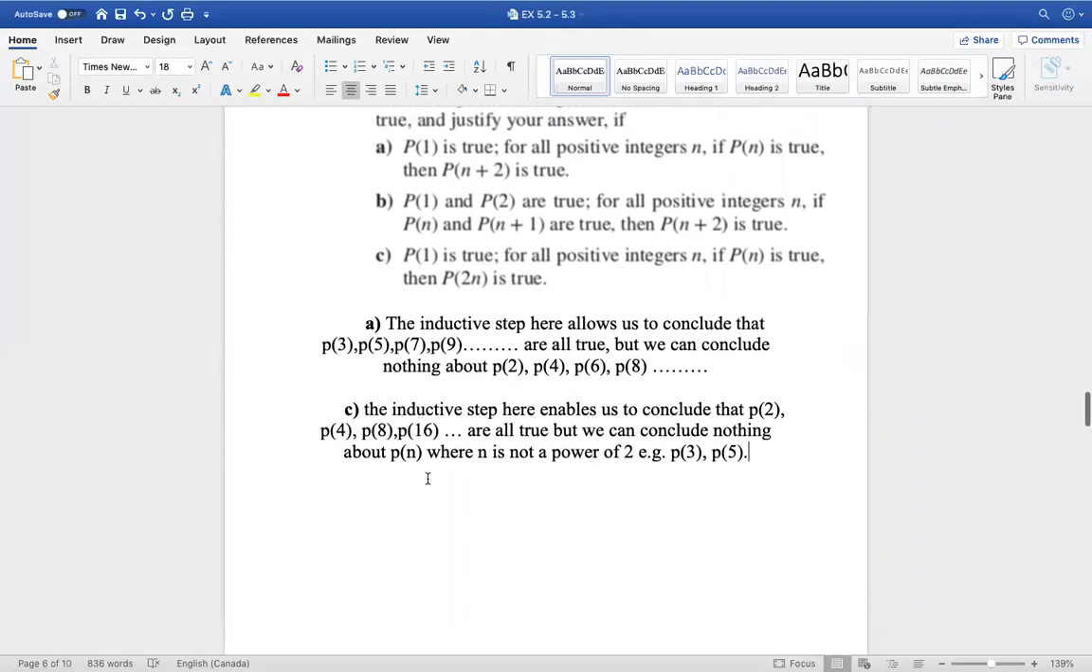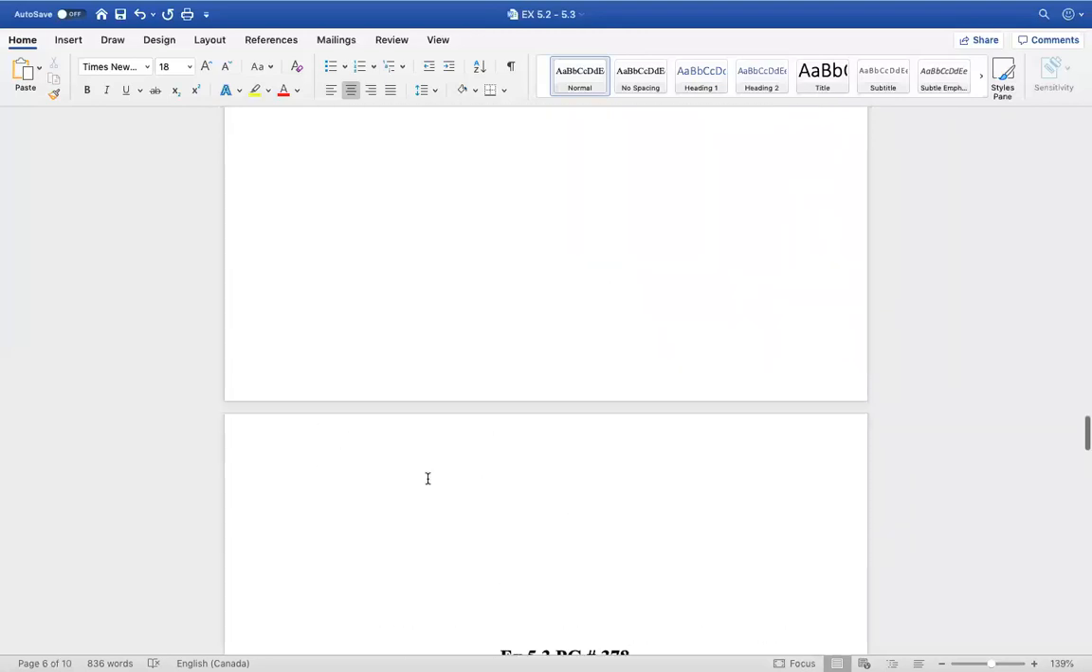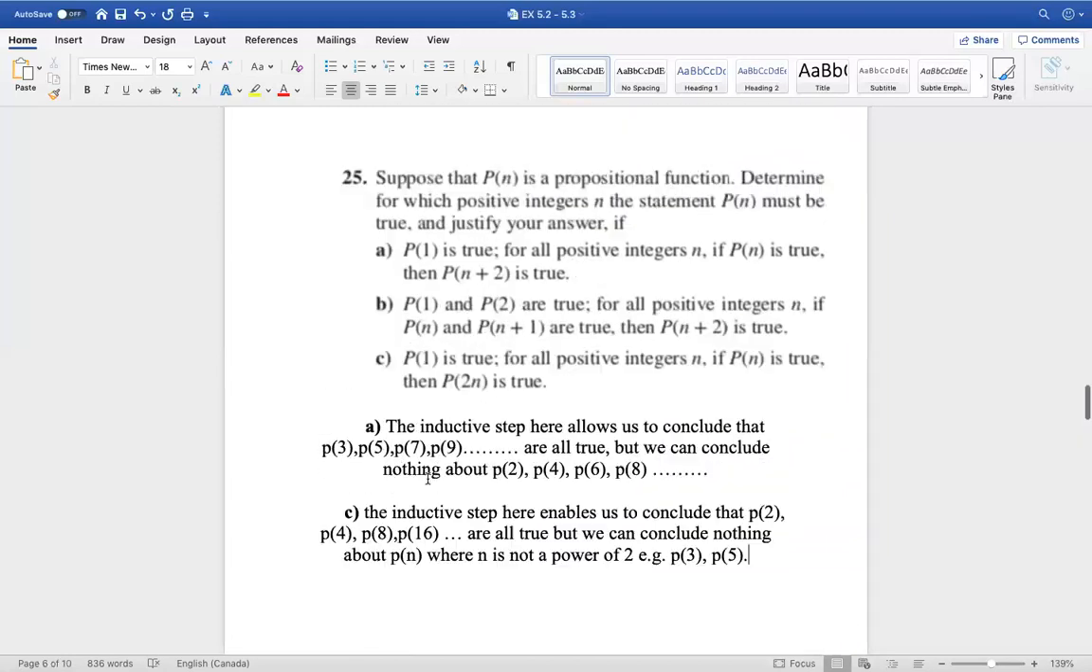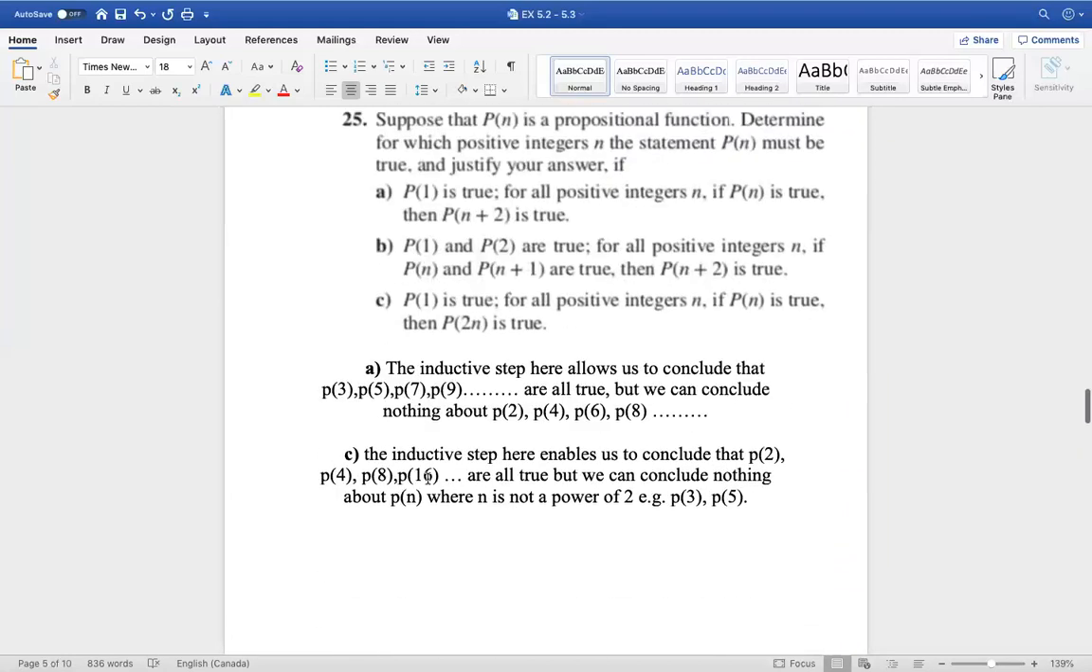So this covers our exercise for 5.2, because we are not covering.